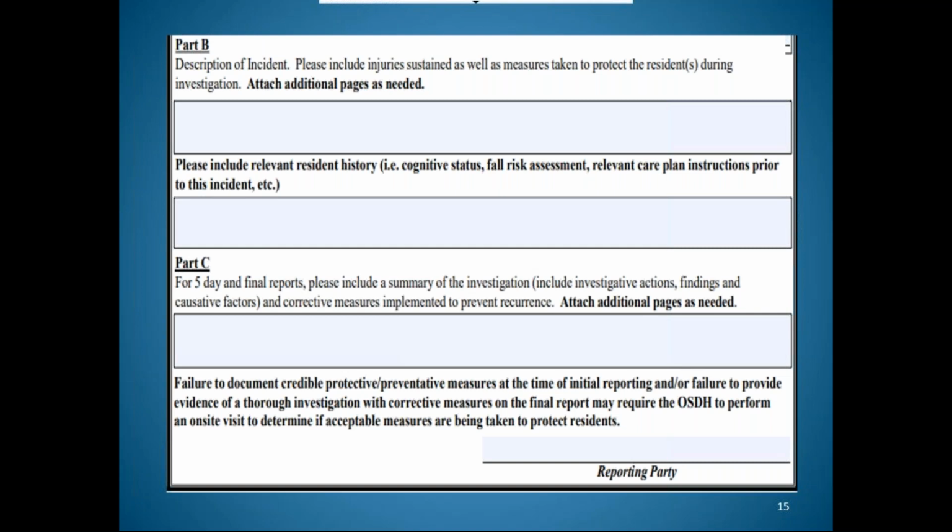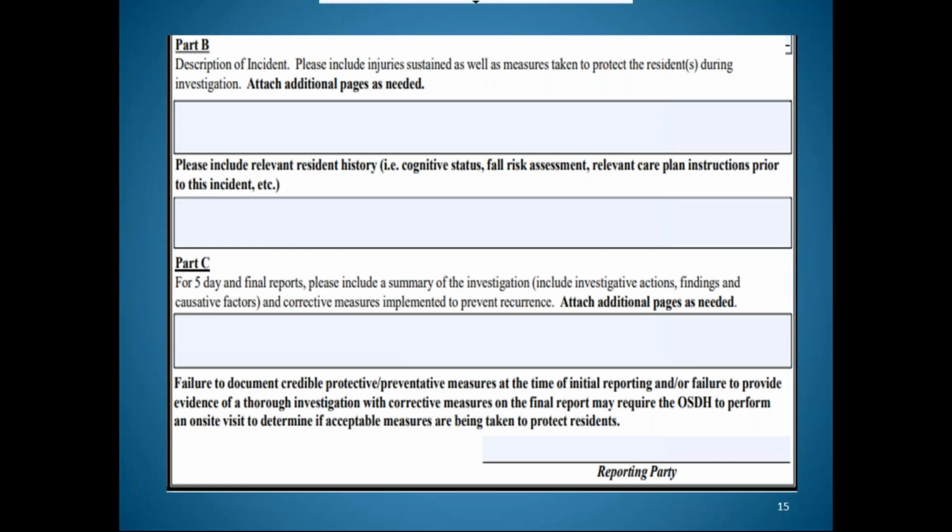In the second box, you're going to include relevant resident history, and you're going to want to add their cognitive status, fall risk assessment, any relevant care plans, instructions prior to the incident. What this is going to do is let the reviewers who are reviewing these documents understand a little bit of what this resident looked like so that they can possibly determine if the interventions that you put into place were actually relevant to this resident.